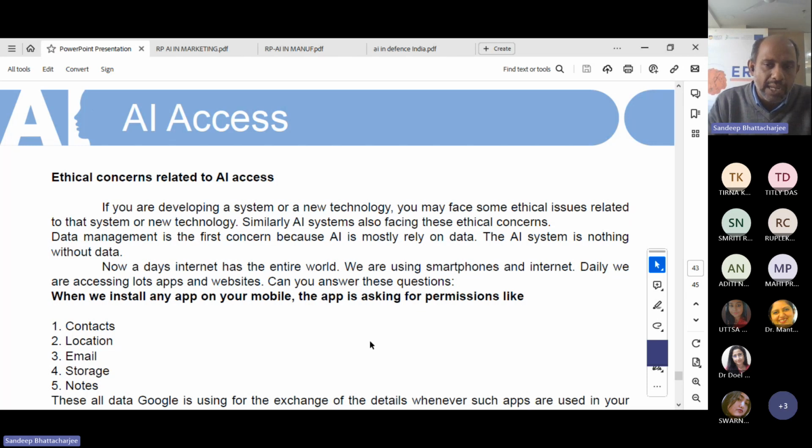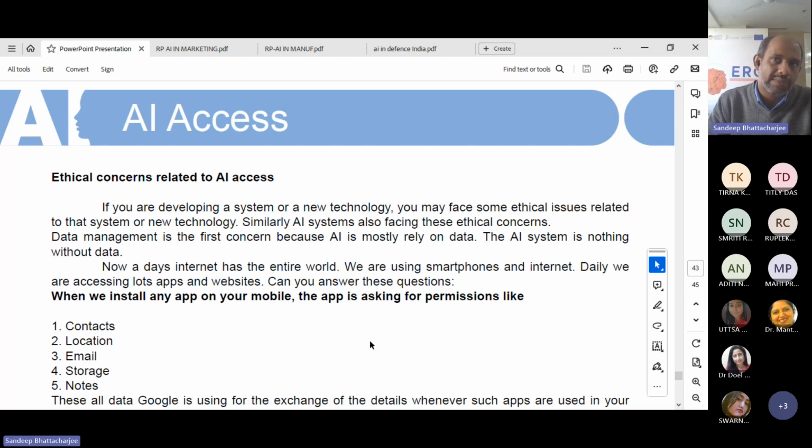Number one, whenever you install any app on your mobile, the app is asking for permissions, like the details of your contacts. So it is taking each and every detail of every person who is in your contact list, right? So this is what AI is accessing. Number two, location. Every time you are moving along with your smartphone, it may be accessing your location. Some of the apps, like transportation related apps, communication related apps, GPS related apps, wherever your geolocation services are required, everywhere they are using your location service.